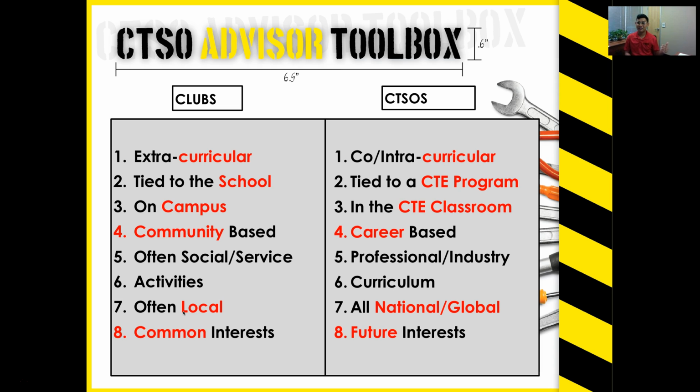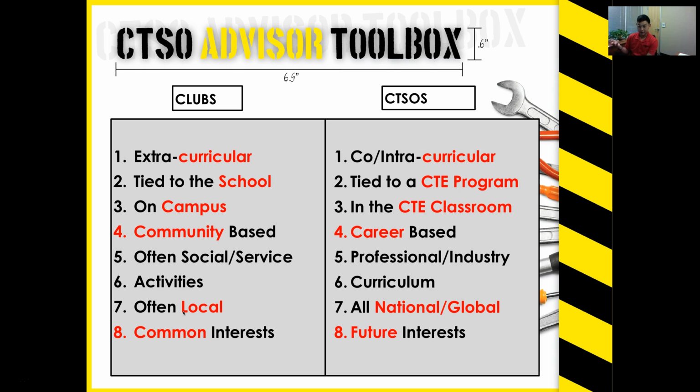Clubs are extracurricular. So when I was in Ancient Greek Club, it was extracurricular. It wasn't something that was tied to the curriculum. CTSOs are intracurricular. So when I was in my education professions class, it had to do with what we were studying. So my CTSO related to the topic of study.